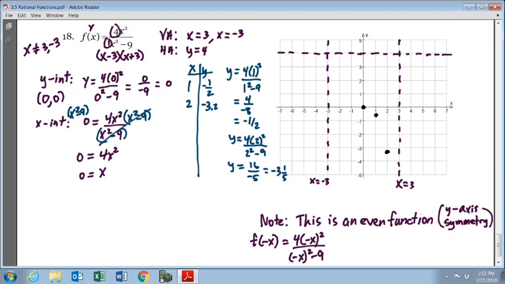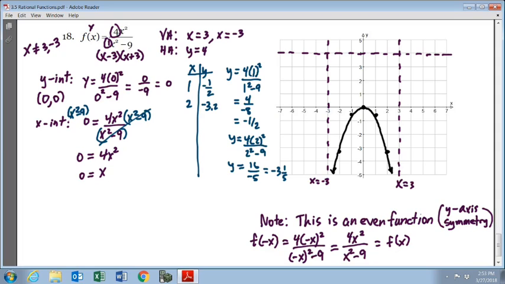So if I plugged in minus x for x, you know that minus x squared is going to be equal to positive x squared. And in the denominator, minus x squared, that's again x squared. So we do get the original function when we replace x with minus x. And so this is an even function. So that means we've got a couple of points we can put on the other side of the y-axis. And so now we can draw the graph in between the two vertical asymptotes.